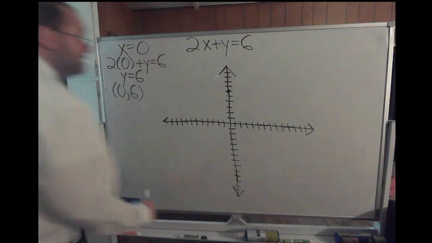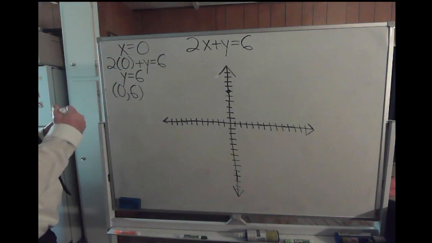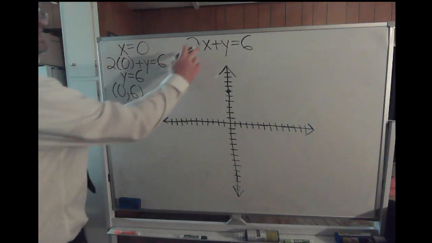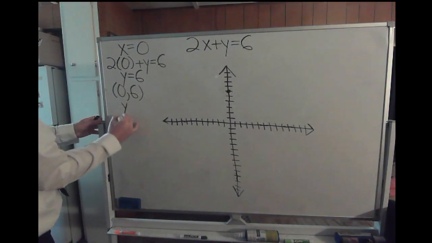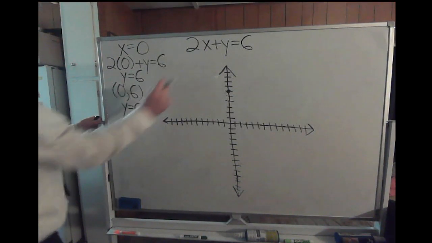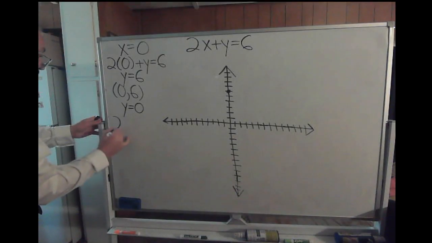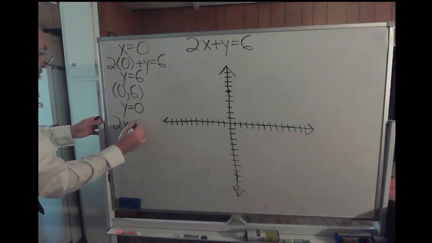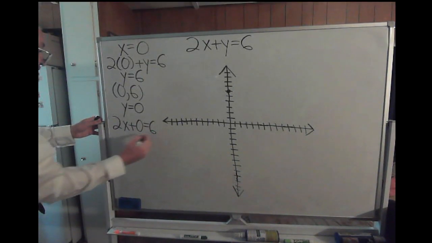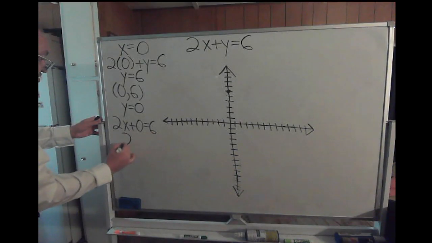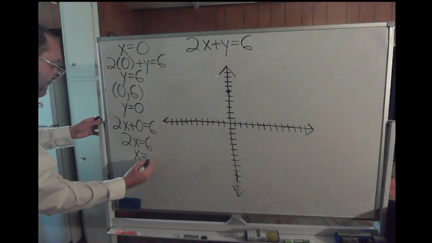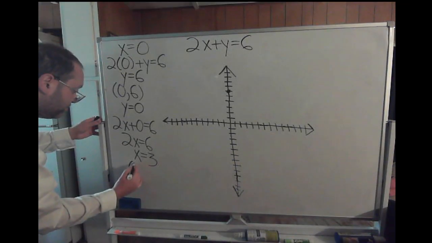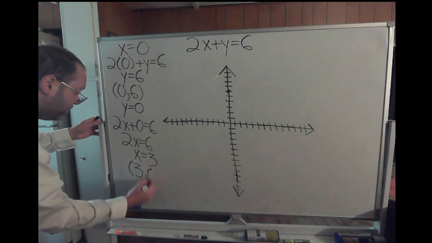Next, let's do the opposite one. Let's find the x-intercept, which means we got to solve for x, so we're going to set y equal to 0. So we'll set y equal to 0, put that into your equation. You'll get 2x plus 0 is equal to 6, which would have to mean just 2x is equal to 6, which means x is 3. So you'll get the ordered pair 3, 0.